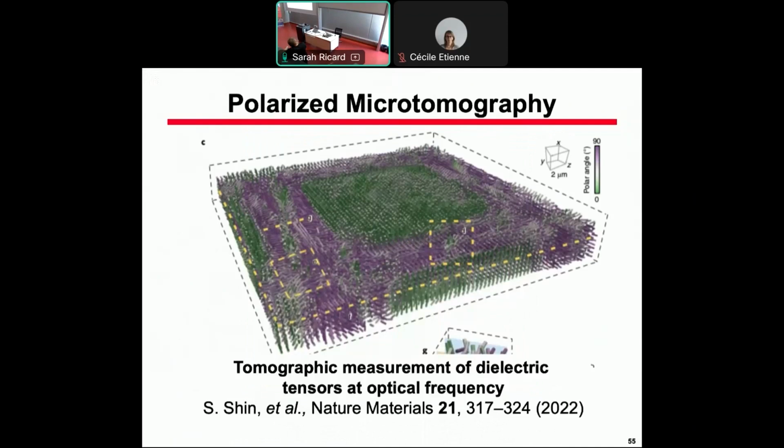And this experiment has been performed in detail by colleagues in Korea. They measured the optical tensor, or dielectric tensor, at optical frequencies. This is a liquid crystal cell, and the arrows are the orientation of the crystals measured thanks to polarized microtomography. That is, to my knowledge, the most complete experiment.